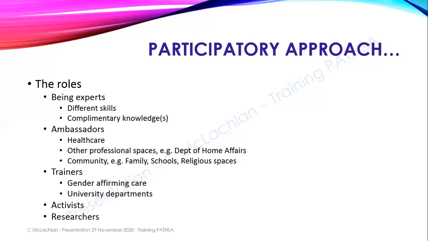They need to look at their own transphobia and start focusing also on their own heteronormative ideas that they live. But they're also ambassadors into healthcare and other professional spaces like the Department of Home Affairs. So myself as a psychologist does not need to run there and go and inform and train the Department of Home Affairs. The trans people do that. And they also go out into the community and religious spaces.